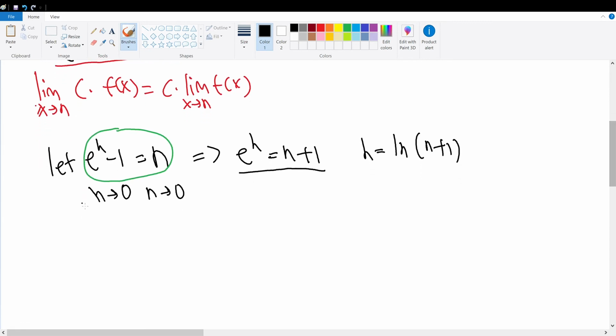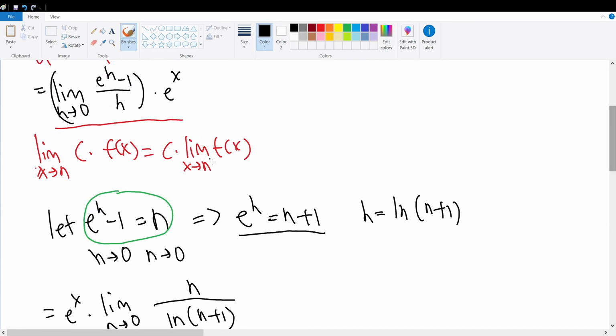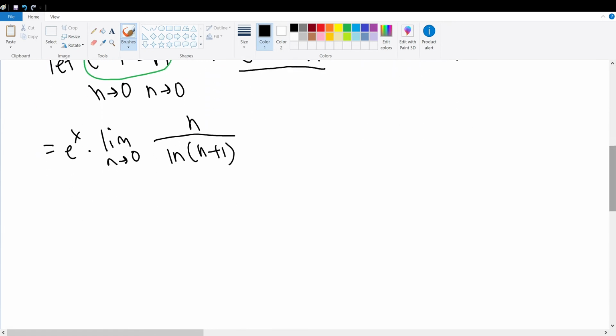And with these three definitions in place, we can rewrite the limit in terms of h into in terms of n. So this becomes e to the x times the limit as n goes to 0, instead of h, of n over the natural log of n plus 1. All I did was substitute our definitions into this limit, which was previously written in terms of h. So now that I've rewritten this, we can begin to further manipulate this limit.